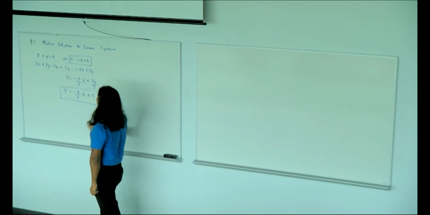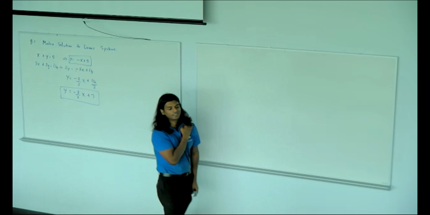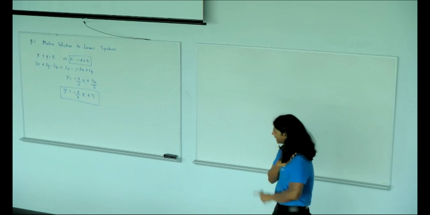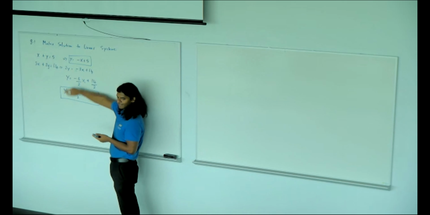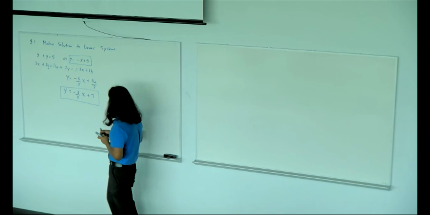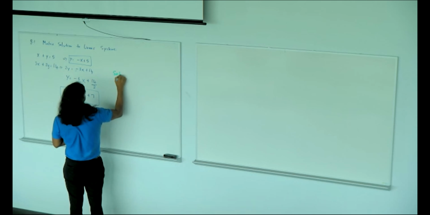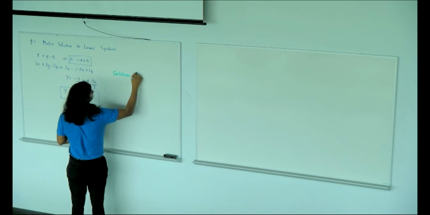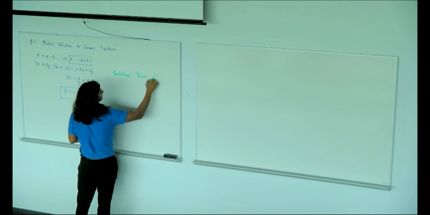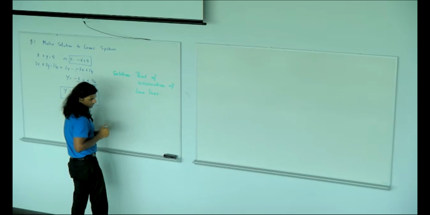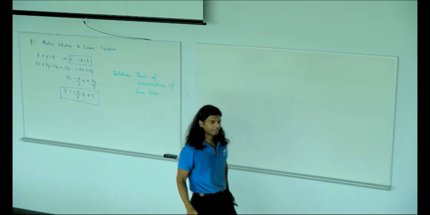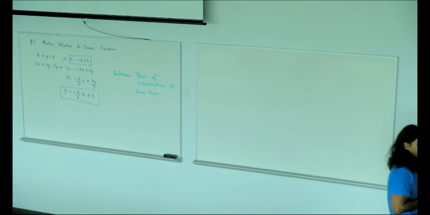A line. So that is the equation of a line. And if you look at both equations, both of them are lines, hence the linear system. Can you find the solution? The solution is simply the point of intersection of two lines. Great.